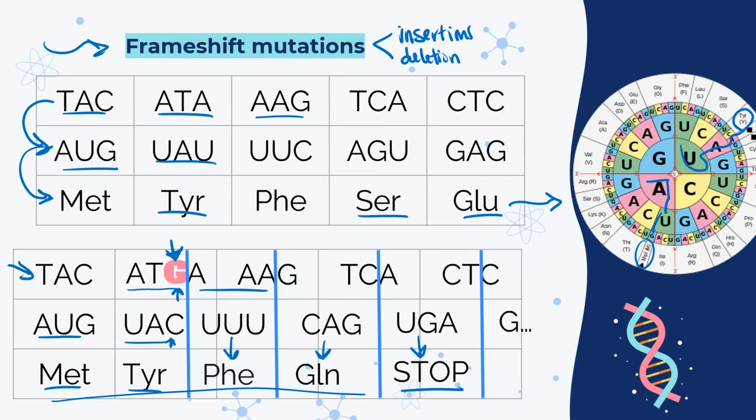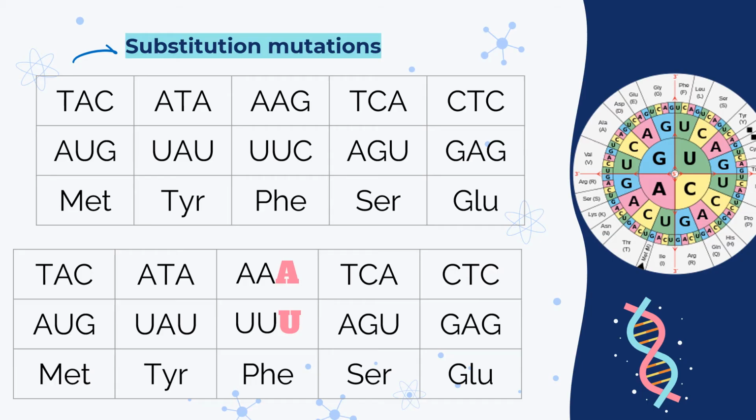Frameshift mutations tend to have pretty serious consequences when they happen in coding regions of the DNA. Substitution mutations don't always have as serious an effect on the resulting protein as do those frameshift mutations.